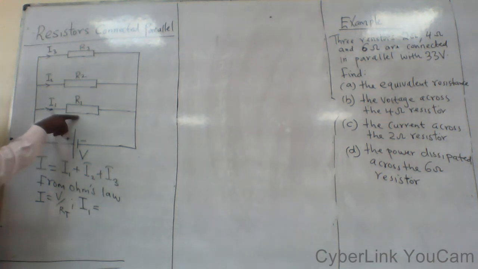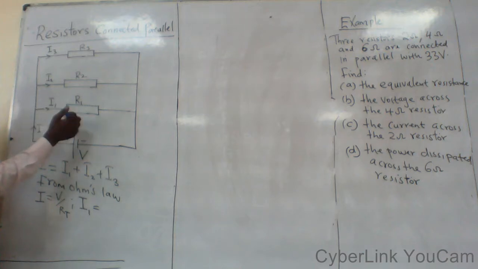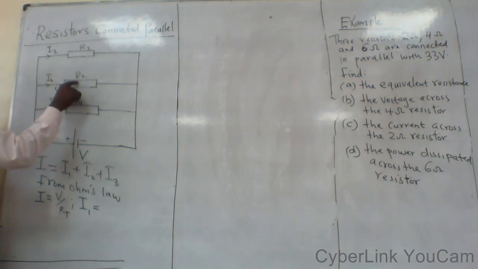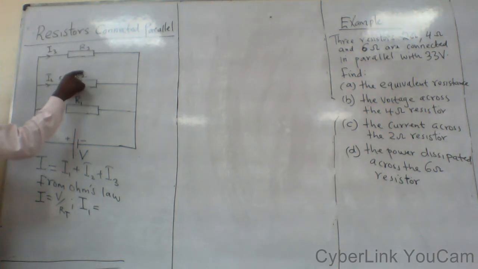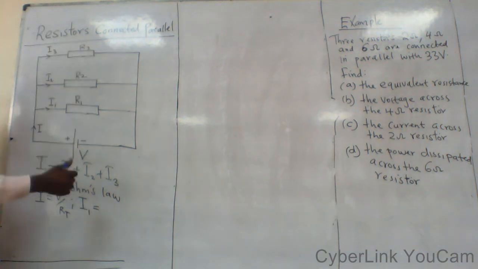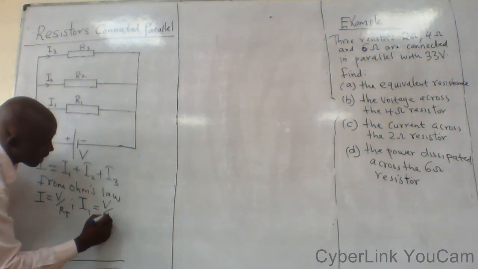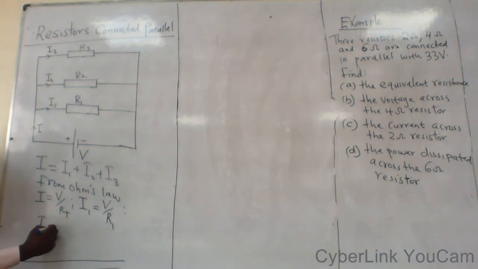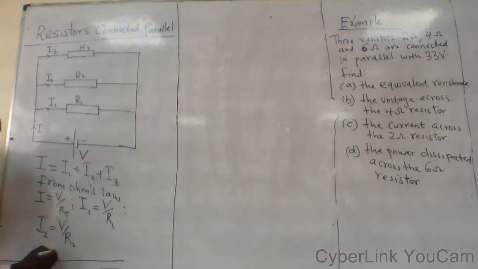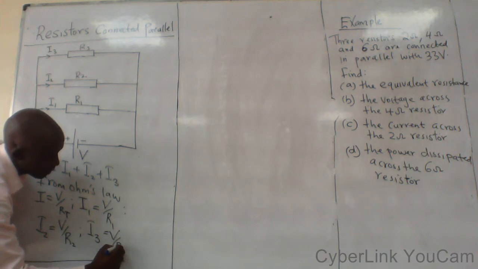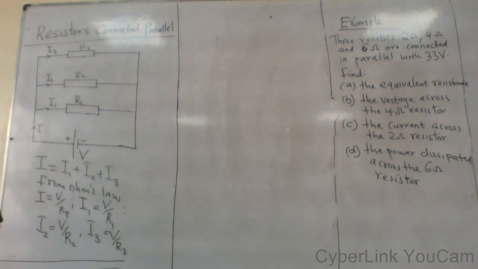So the voltage across this resistor, for you to get I1, you will take the voltage divided by resistance. So I1 will be equal to V over R1. If you want to get I2, it will be equal to V over R2. If you want to get I3, it will be equal to V divided by R3. So that is from Ohm's law.